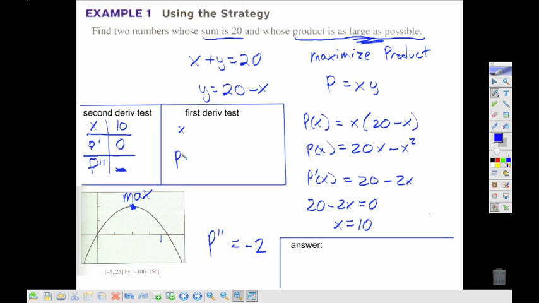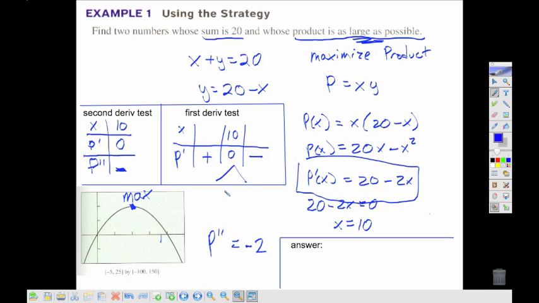And then we could have just looked at p prime. We would have plugged in the number 10 where we got 0, and then we would look for the sign on either side of that. So looking back at my first derivative here, if I had plugged in something less than 10, we would have got a positive number. On this side we got a negative number, which means we're increasing, decreasing. That also would tell us that the 10 is a maximum value.